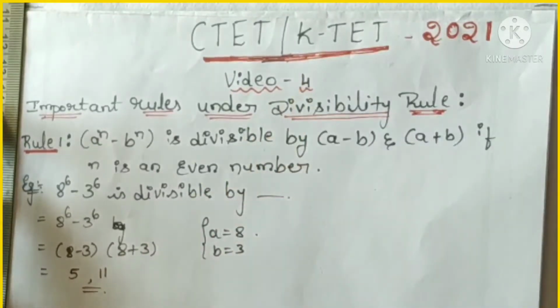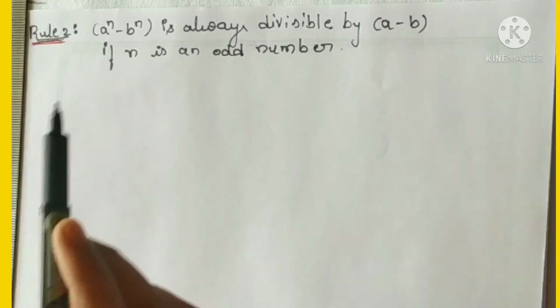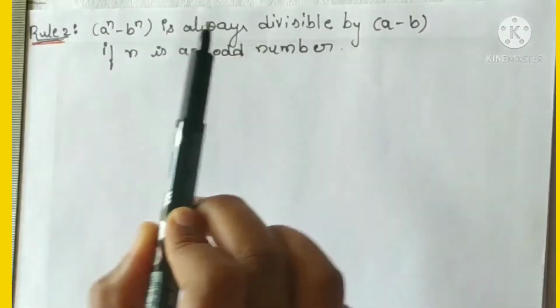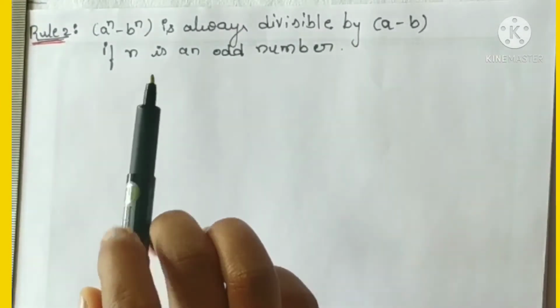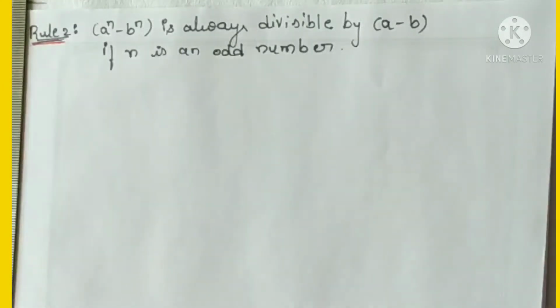This is all about rule number 1. Rule number 2 says that a to the power of n minus b to the power of n is always divisible by a minus b if n is an odd number. This also I will explain with the help of an example.